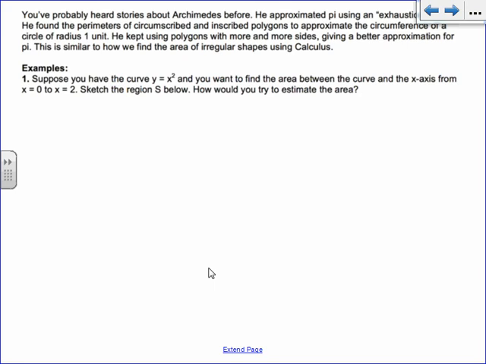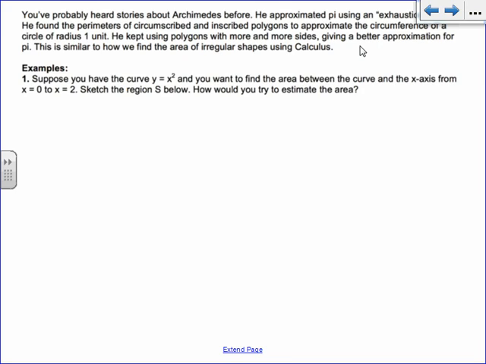All right, so you've heard stories about Archimedes before. I could tell you a bunch of really cool stories about him. He approximated pi using what we call an exhaustion method. So he found the perimeters of the circumscribed and inscribed polygons to approximate the circumference of the circle of a radius of 1 unit. So basically, if we have a circle with a radius of 1, he found a square inside and a square outside and found the perimeters. And then he went to a pentagon, and then a hexagon, and so on. He kept getting more and more sides on this polygon, so that if he had, I don't know, like 100 sides, it looks almost exactly like a circle. So he did this by an exhaustion method, and he found a very, very close approximation for pi doing this.